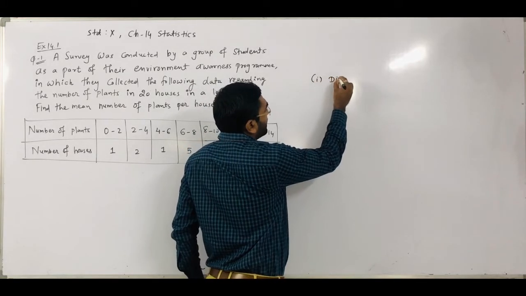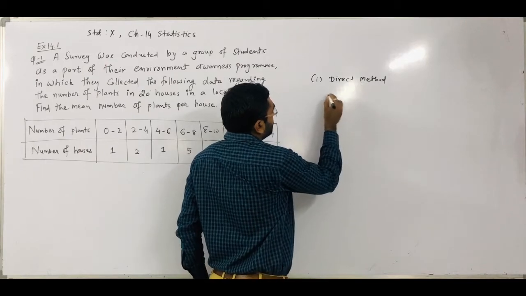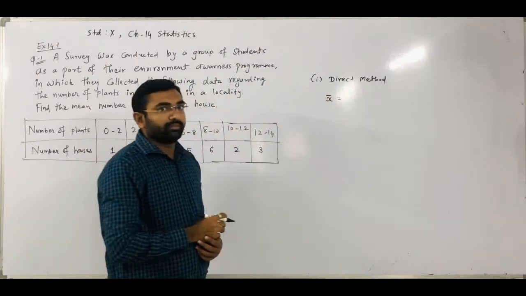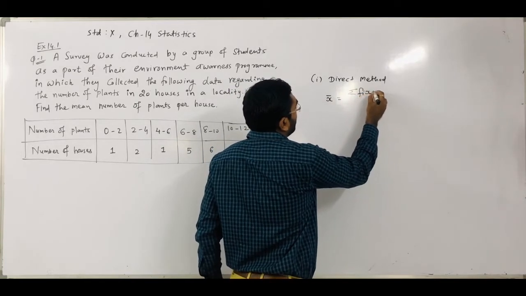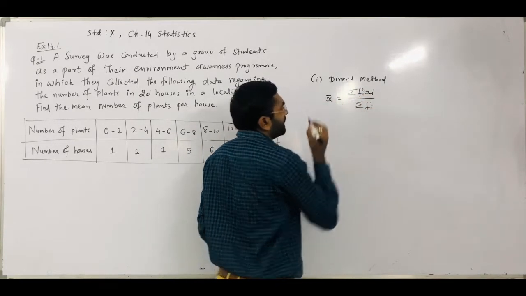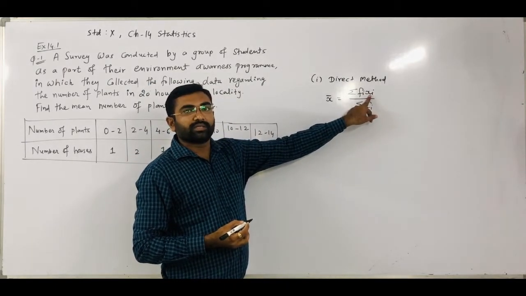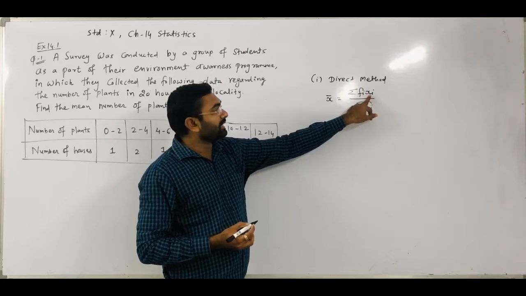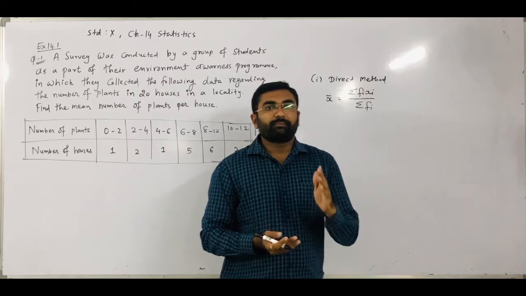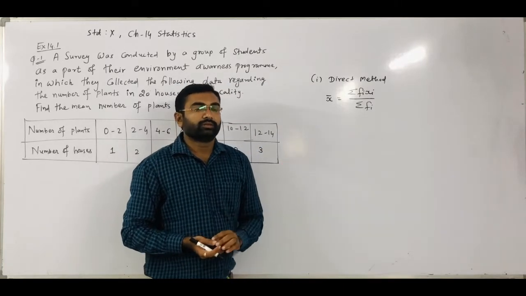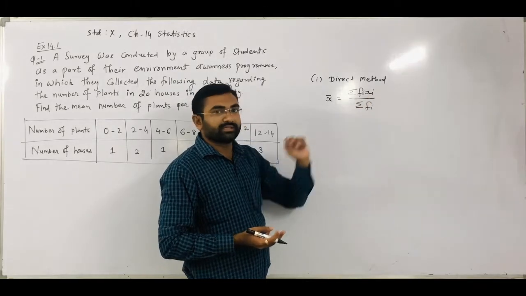The first method is the direct method, and using that method we can find the mean. X bar is equal to sigma fi xi upon sigma fi, where xi represents the class mark, or the mid value, of the given class. And how can we find the class mark or mid value? Whatever the class is given, its upper limit plus lower limit divided by 2. Using that, we can find the xi value of each class.